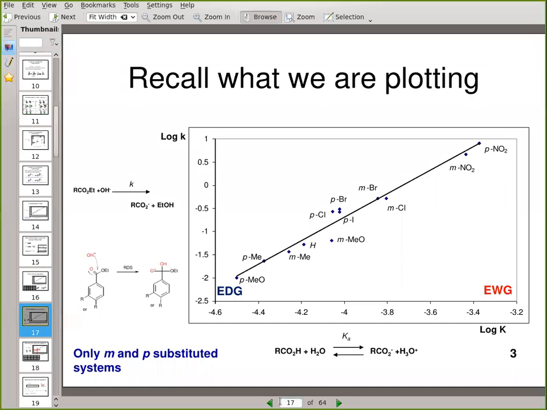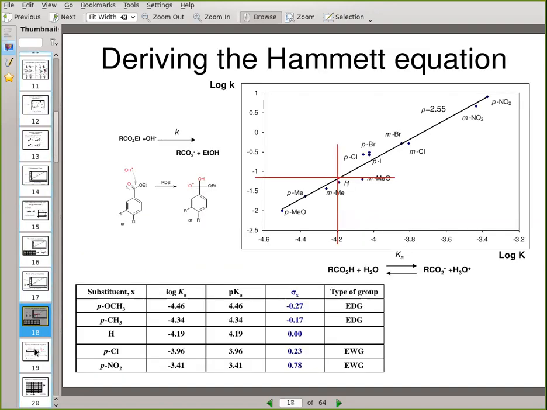Okay, now there's a slight problem with this axis, and historically what's happened is that it would be really nice if we took the unsubstituted case, where the R is H. So this is just benzoic acid down here, and this is just ethyl benzoate hydrolysis over here. It would be nice to take that H, which is neither electron donating nor electron withdrawing, and put that at the zero of our axis. So what I would like to do is shift this entire graph down so that this hydrogen is at the center of the axis.